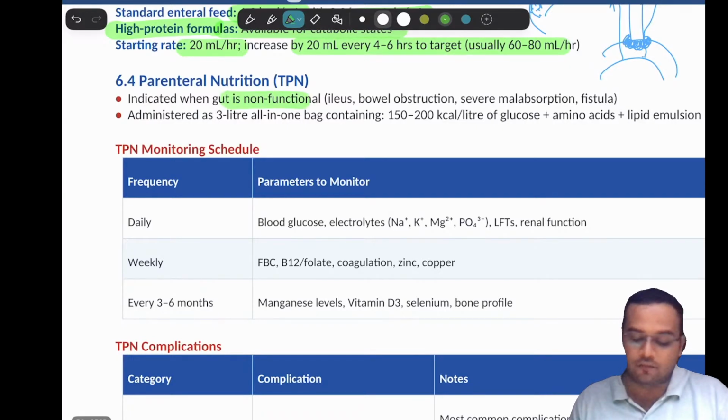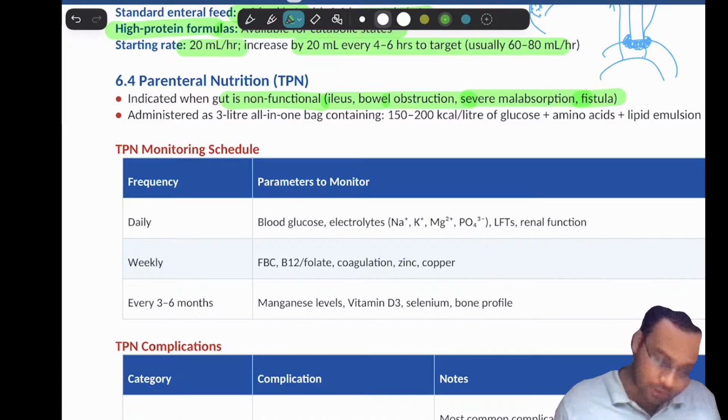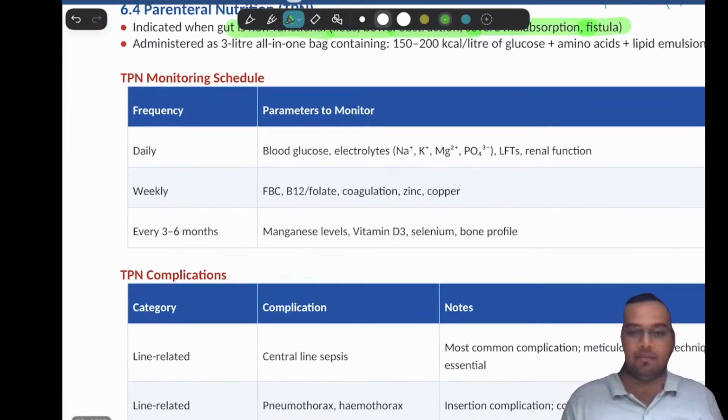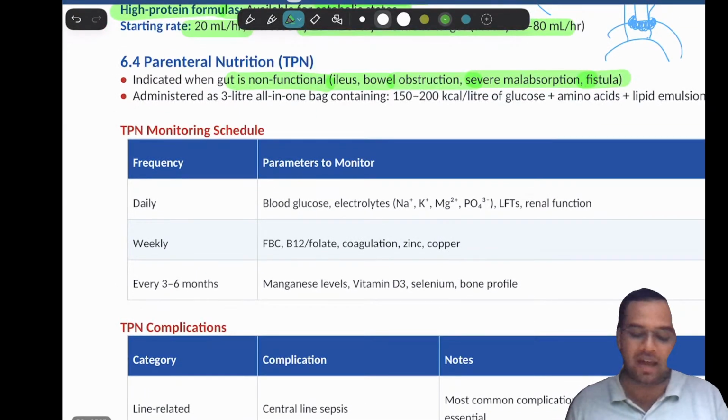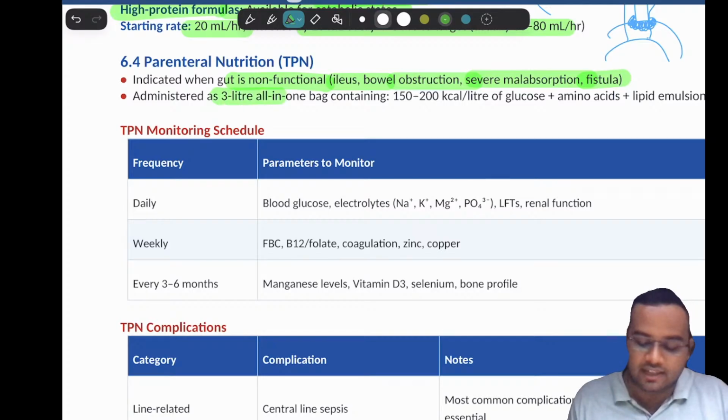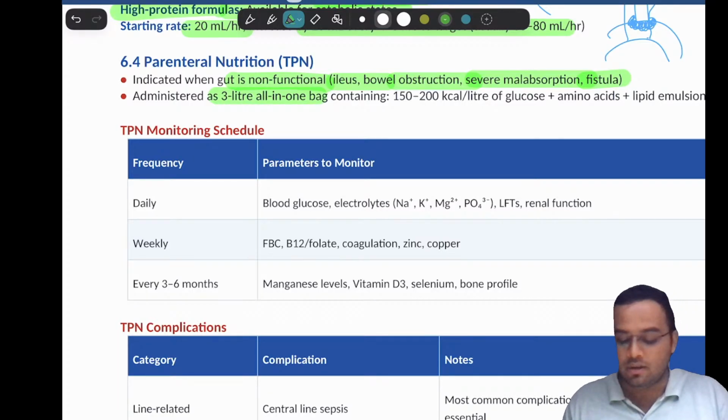When the gut is not functional, there is ileus, bowel obstruction, malabsorption or an enterocutaneous fistula, you are going to administer total parenteral nutrition. That is a 3 liter all-in-one bag which contains around 150 to 200 kilocalories per liter. So a total of 600 kilocalories, which consists of glucose, amino acids and lipid emulsions.